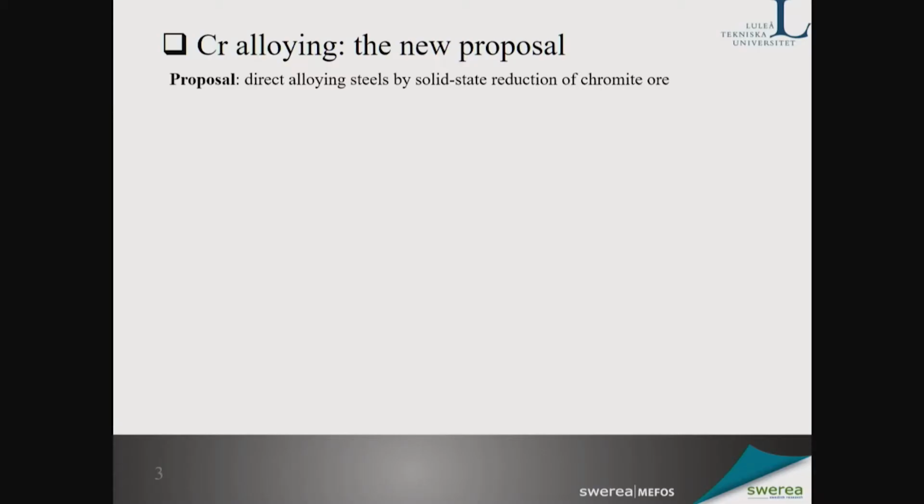Here, we proposed a new process. We are thinking about using the solid state reduction process to directly alloy steels with the chromium. The method is we will mix the chromite ore together with a kind of iron oxide, for example, mill scale, which is from the hot metal working process, and also magnetite, a kind of raw material that has been used for pellets or some other production.